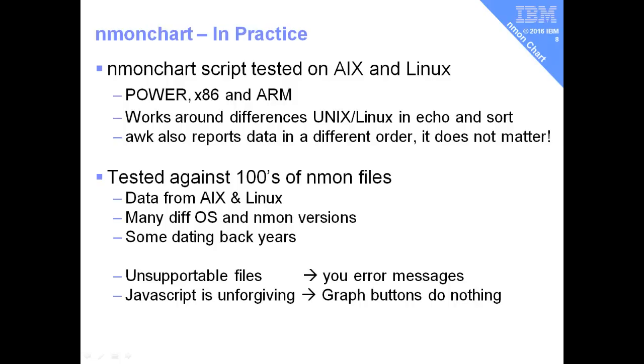We also tested it against hundreds and hundreds of nmon files from AIX and Linux, many different operating systems and different nmon generations, and some dating back years. There are some nmon files that we just can't support. The data isn't there or it's wrong, and you'll get an error message if we detect those. Also, JavaScript is pretty unforgiving. What you have there is if you have something in your file that the script doesn't understand, then when you click on a graph button, nothing will happen. You should send me the nmon file and I'll try and work out what's wrong.